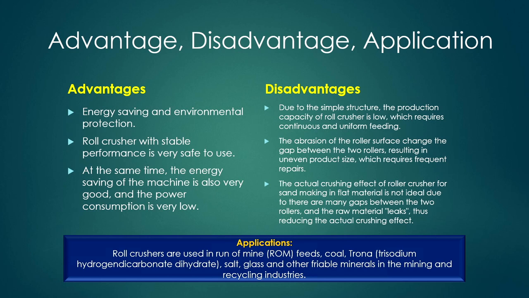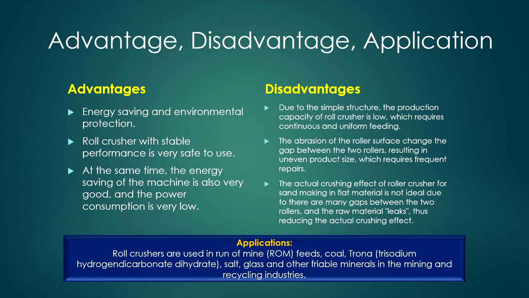The advantages are energy saving and environmental protection. A roll crusher with stable performance is very safe to use. At the same time, the energy saving of the machine is also very good and the power consumption is very low.